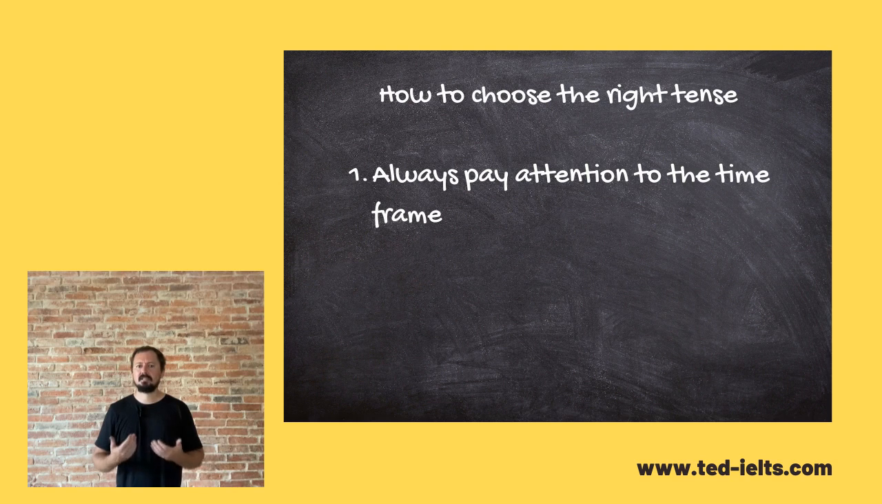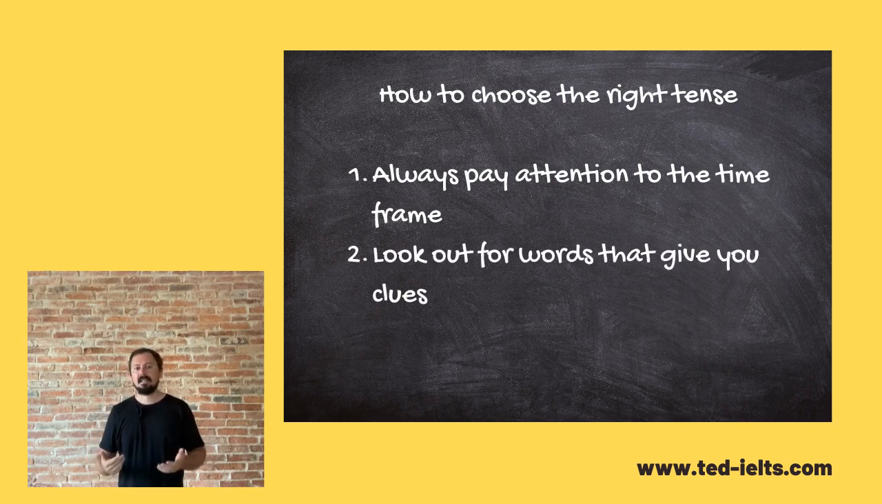There are a few things you can do to maximize your chances of getting the right tense. Firstly, always pay attention to the time frame. Sometimes it's really obvious, but sometimes it's only implied. Still, you need to ask whether the situation was ongoing in the past or whether it leads up to the present. Secondly, look out for words that give you clues.